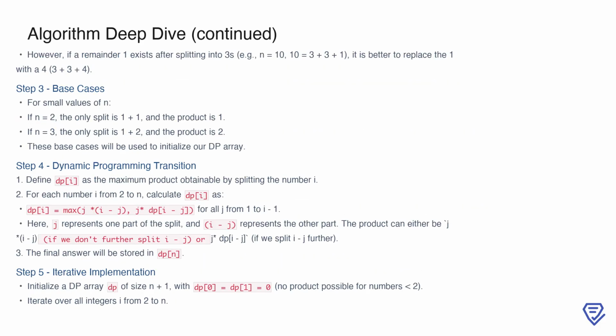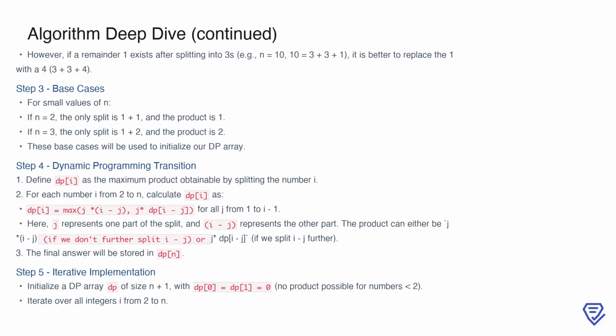If, after splitting into as many 3s as possible, there's a remainder of 1, such as splitting 10 into 3 plus 3 plus 3 plus 1, it's better to replace that 3 plus 1 with a 4, as 4 yields a higher product. Now, let's look at the base cases. For n equals 2, the only valid split is 1 plus 1, giving a product of 1. For n equals 3, the split is 1 plus 2, with a product of 2. These base cases initialize our dynamic programming array.